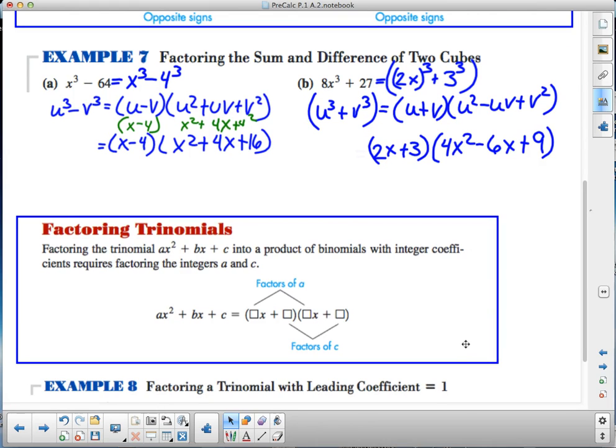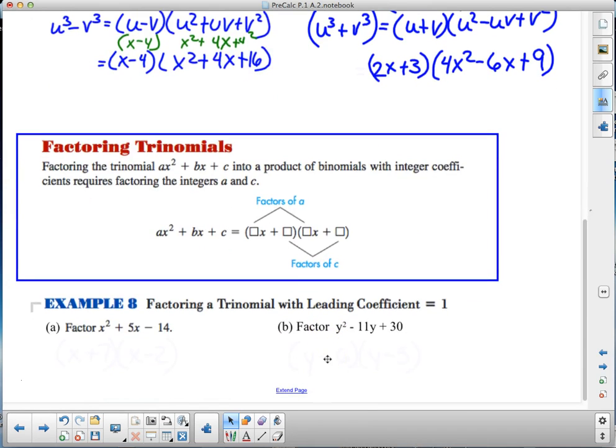Factoring trinomials, okay? So we've got factors of A, factors of C. You've seen this before. I want you to go after A and B, see how you do. Go ahead, turn it off, and give it a try.